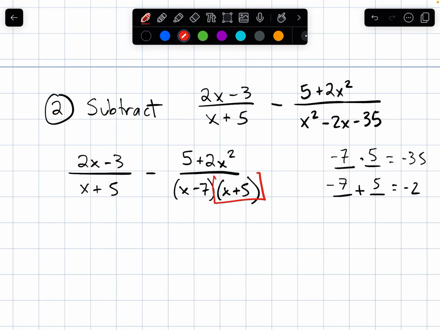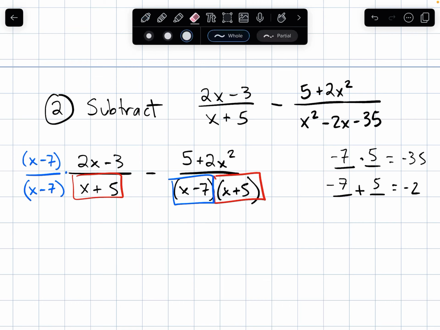And so now if I look at my denominators, this is great because I have an x plus 5 in this denominator and an x plus 5 in that one. So all I need to get is another x minus 7 over here, right? To get that x minus 7, I'm going to have to multiply the top and the bottom by the x minus 7. And this should help me out because now I'm going to have common denominators.